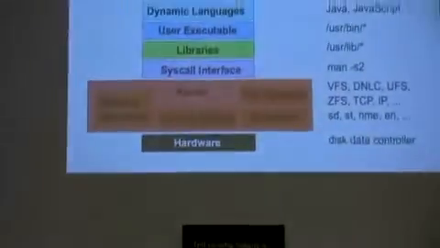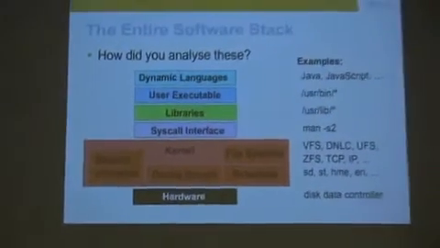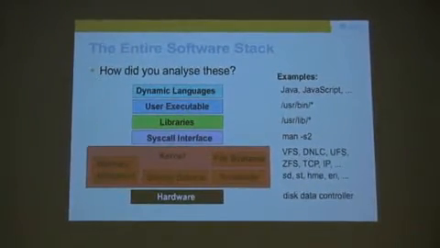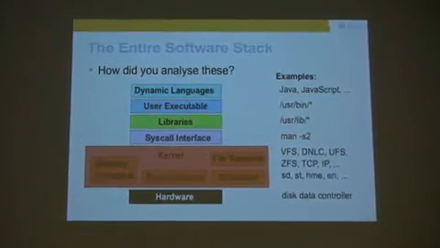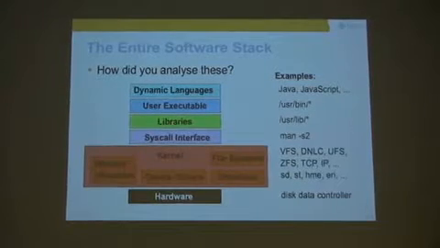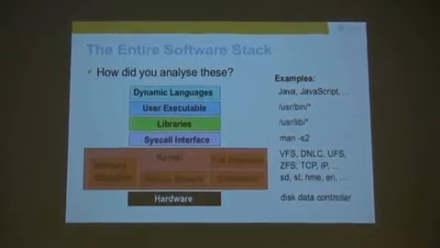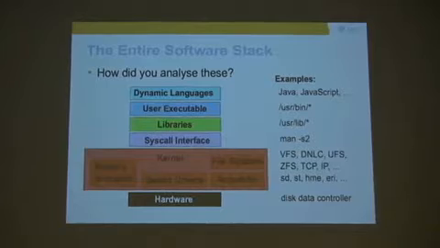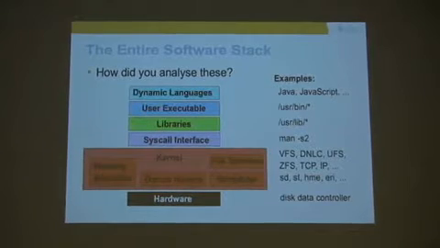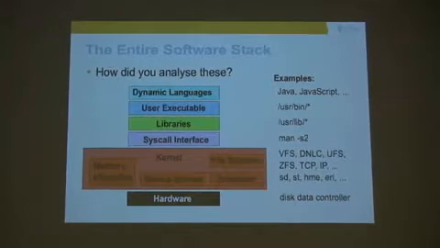You might have seen this before. I've used this diagram in a bunch of places. How did you analyze these before? It varies on your operating system. So dynamic languages like Java, JavaScript, Perl, Python, you use whatever debugger comes with it, or you edit the code and put a bunch of printf statements in it.